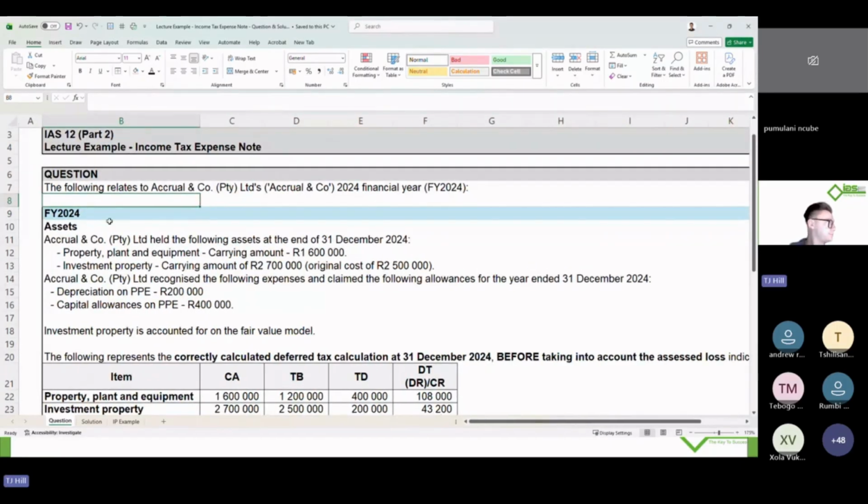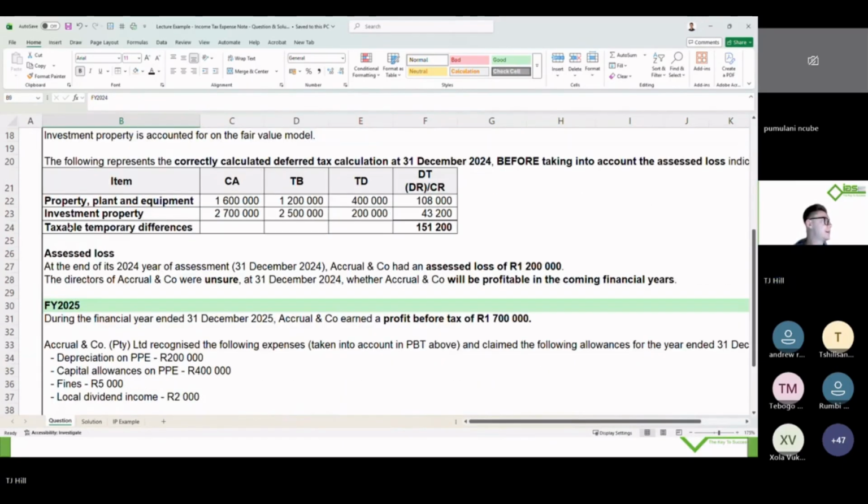Okay, so if I give you this scenario now, we're going to do a little bit more of a broader example covering a lot of things, and I'm going to show you how it flows into the presentation and disclosure. Okay, cool. So we have 2 financial years here, 2024 and 2025. The current year is 2025.